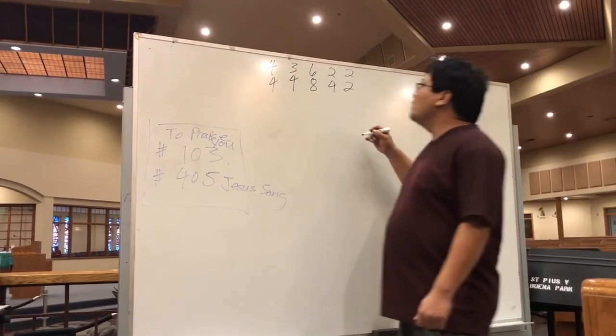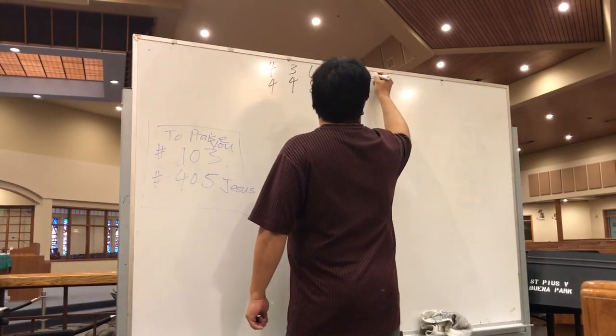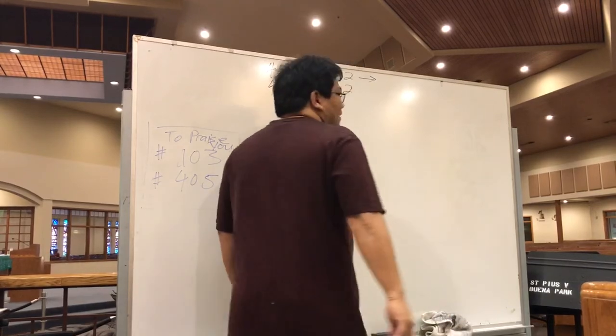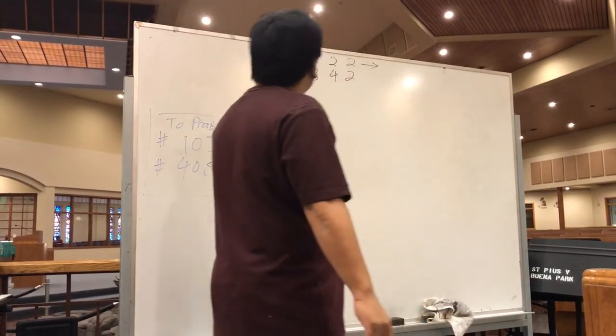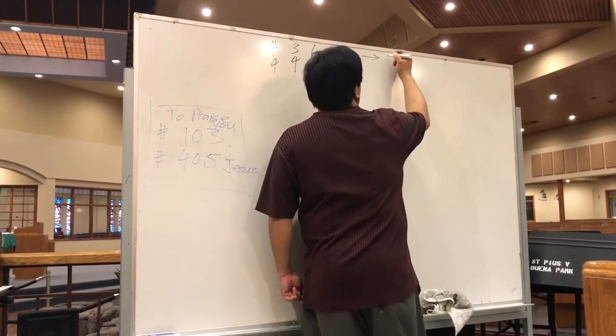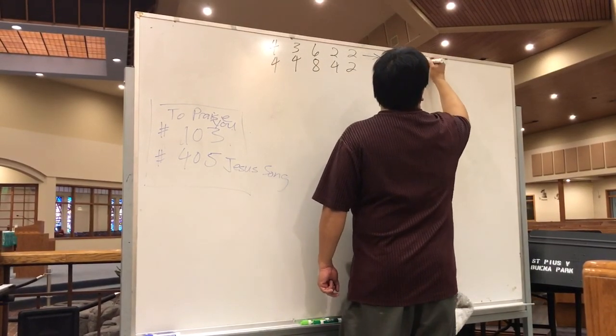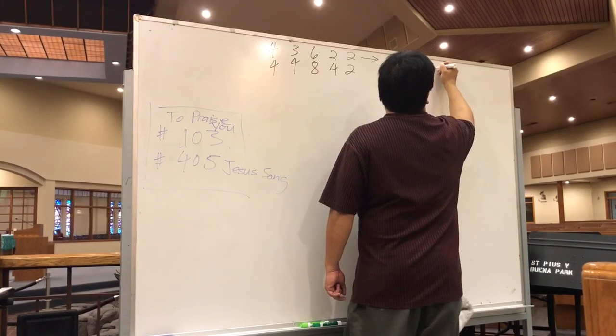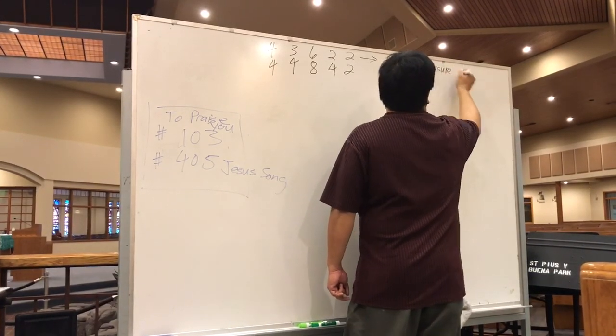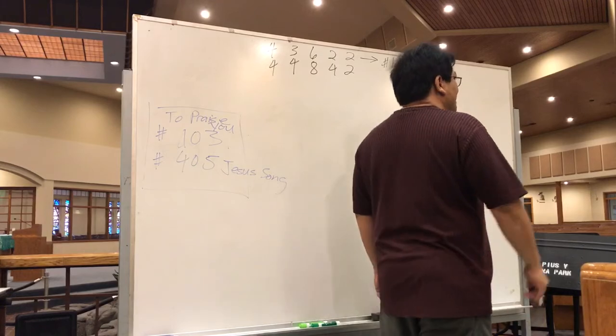Okay, so all of the top numbers mean that it is the number of beats per measure. And what a measure is, the vertical lines.